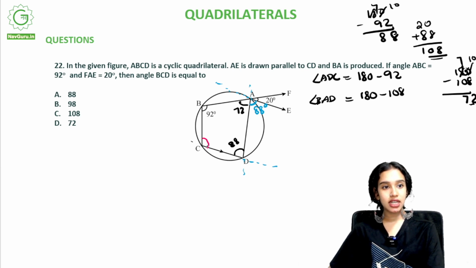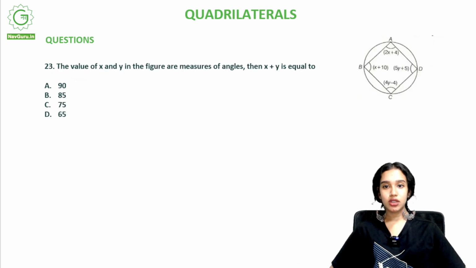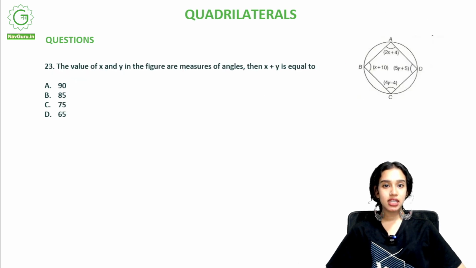Now what would be this angle? That angle would be 108 only. How come? Because 72 plus this angle should be equal to 180. So 180 minus 72 is 108. So we'll get 108 as the answer. Now, the values of x and y in the figure are measures of angle.